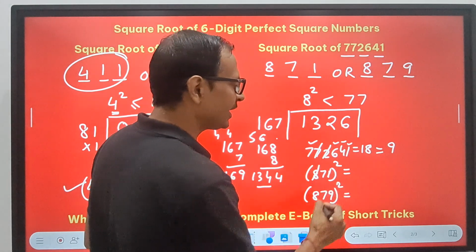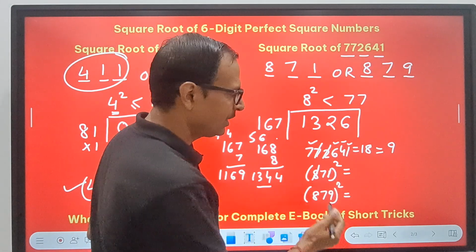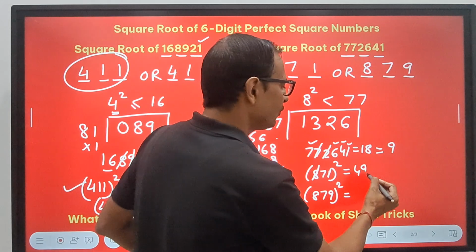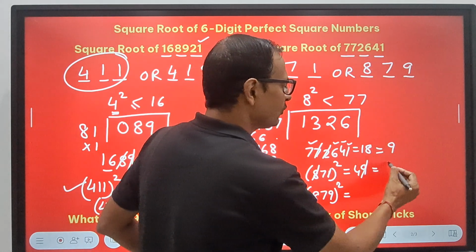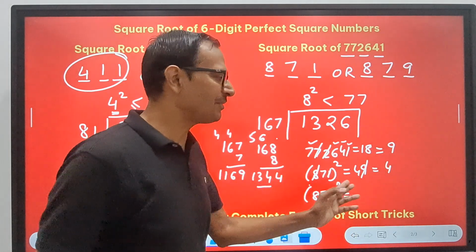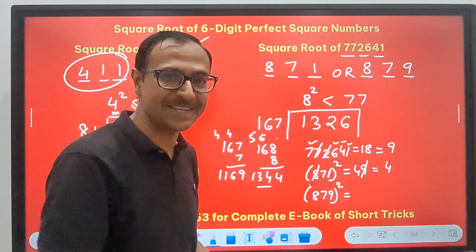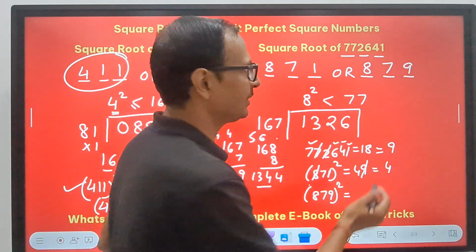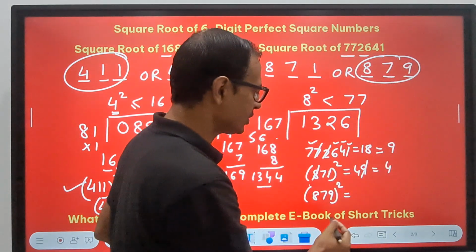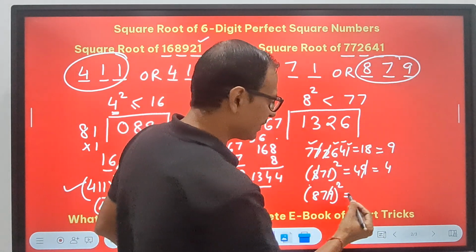Here we have 8 and 1 cancelling out. That forms a 9. 7 square is 49. 49 is 9 cancels out, 4. Right? So 871 cannot be my answer. So should be 879. Job done. But I need to check whether this is correct or not. So 9 cancels out. 8 plus 7, 15.